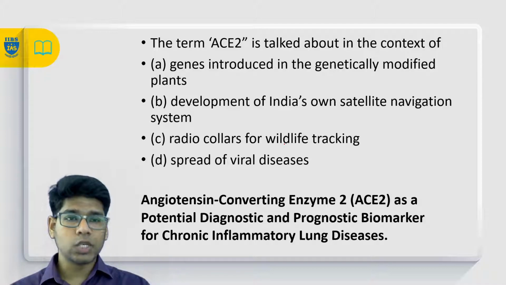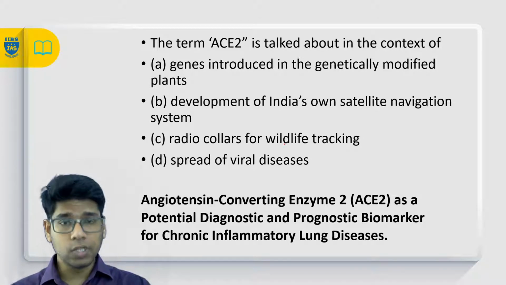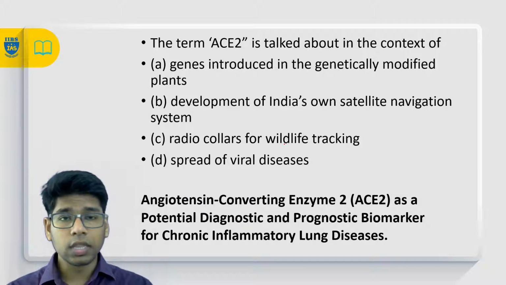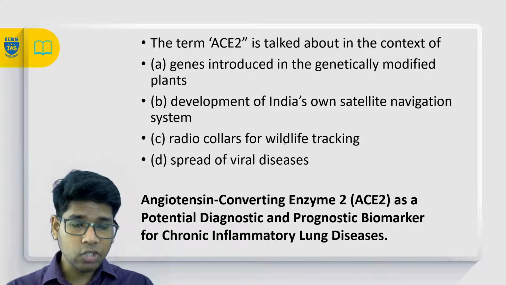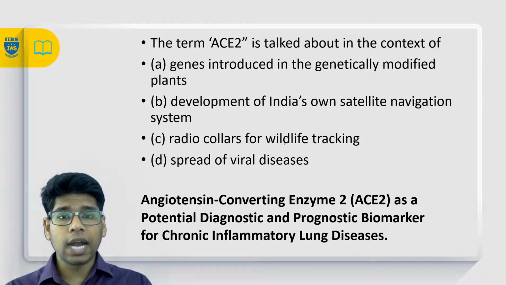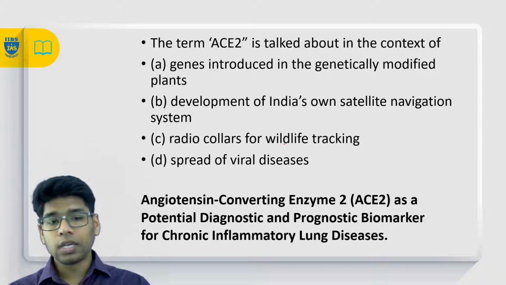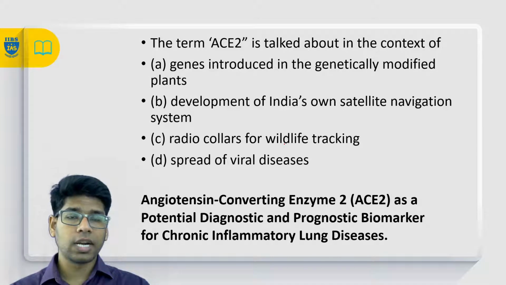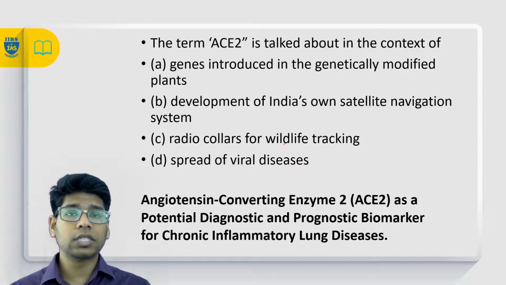The term ACE2 is talked about in the context of, ACE2 has been in the news recently because ACE2 is an important marker on the viruses, and this is the area which is actually binding to the cell, right? So ACE2 has been used as a potential diagnostic and prognostic biomarker for chronic inflammatory lung diseases. For lung diseases, this is regarded as an important marker. That means to identify whether the person or the people are infected with these viruses or not.